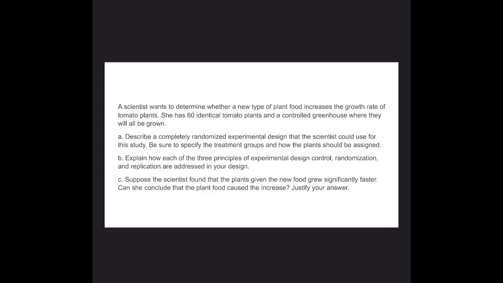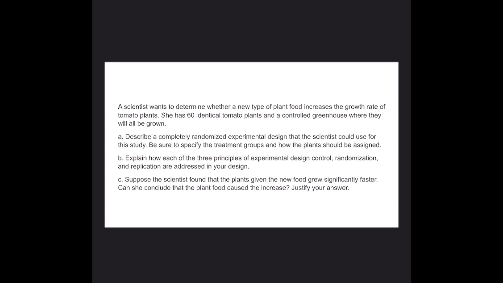My next FRQ is, a scientist wants to determine whether a new type of plant food increases the growth rate of tomato plants. She has 60 identical tomato plants in a controlled greenhouse where they will all be grown. A is, describe a completely randomized experimental design that the scientist could use for the study, and be sure to specify the treatment groups and how the plants should be assigned.